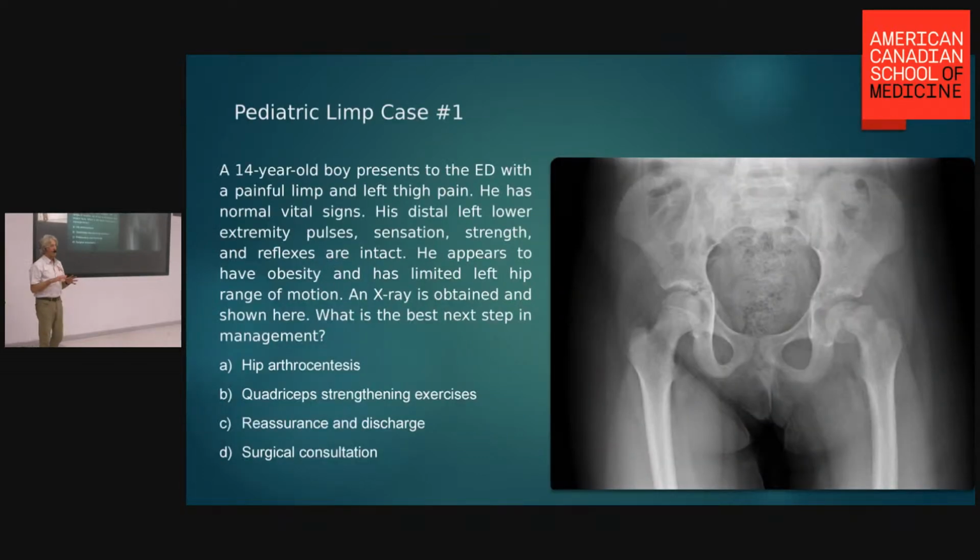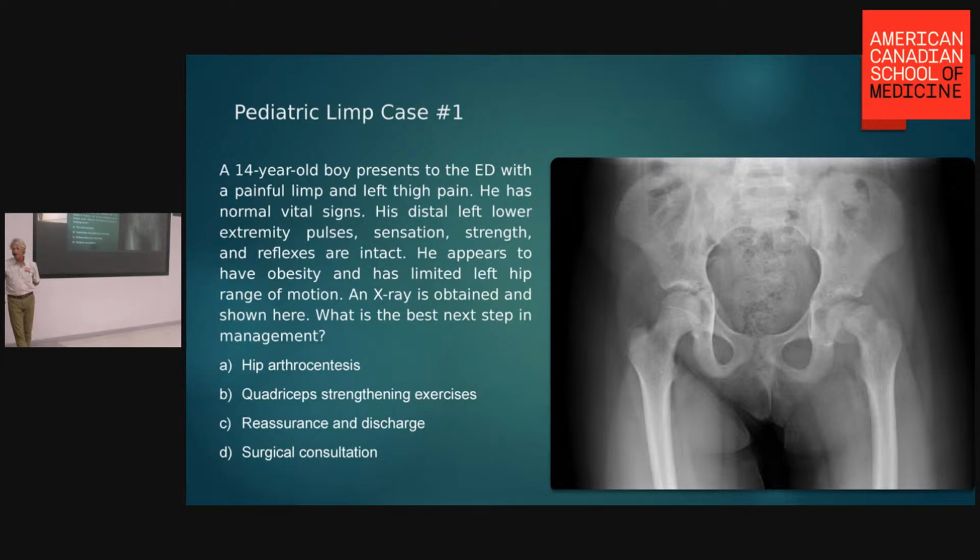So this is a common presentation that we see in children, and there's a couple of differentials that we will see in the child who refuses to weight bear on an extremity. So we'll start off with the case of a 14-year-old boy who presents to the emergency department with a painful limp and left thigh pain.